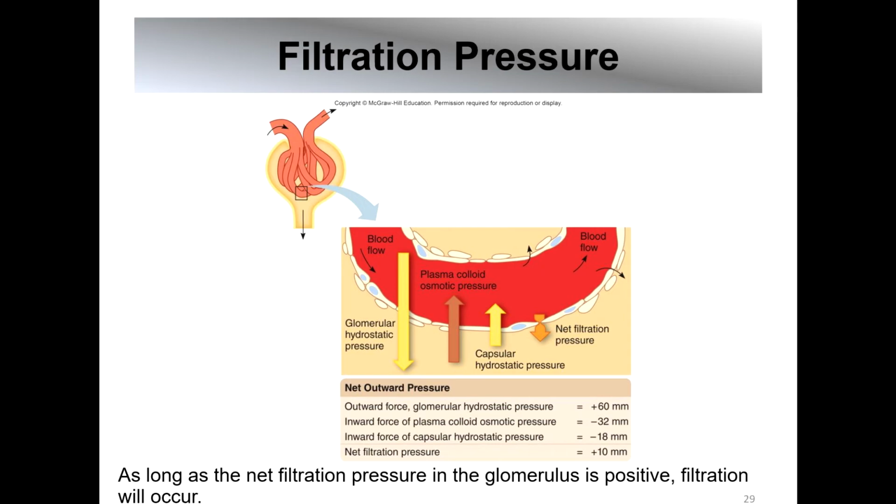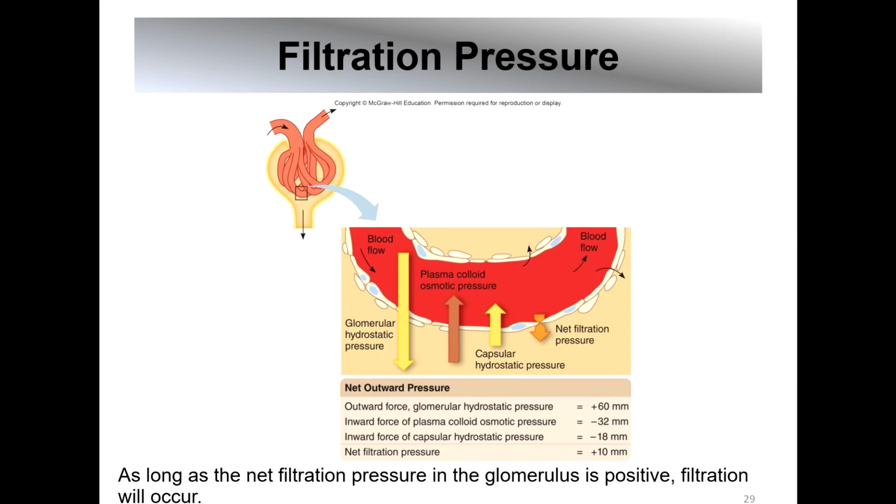And then next up, you have the capsular hydrostatic pressure, the pressure of the fluid already in the capsular space, and that's been measured at negative 18 millimeters mercury. And so if you combine these numbers, 60 minus 32 minus 18, that leaves us with a net filtration pressure of 10 millimeters mercury. That is the net filtration pressure under physiologic conditions. Basically, normally, that's the net filtration pressure.